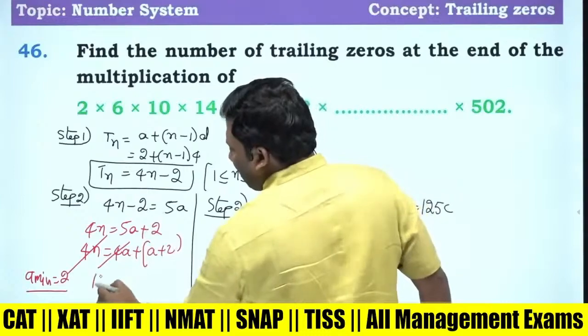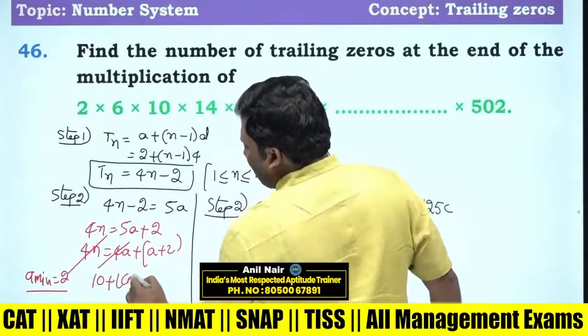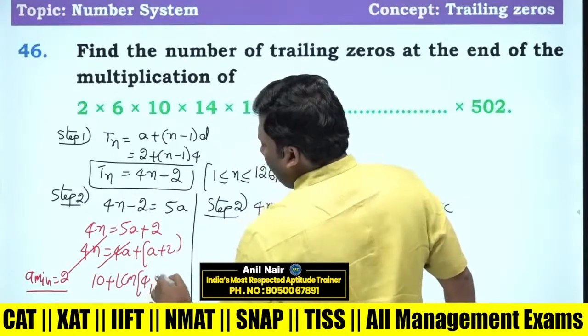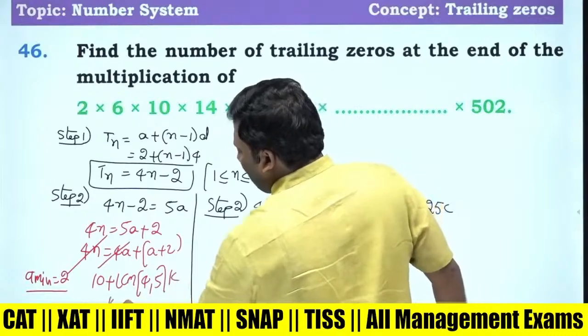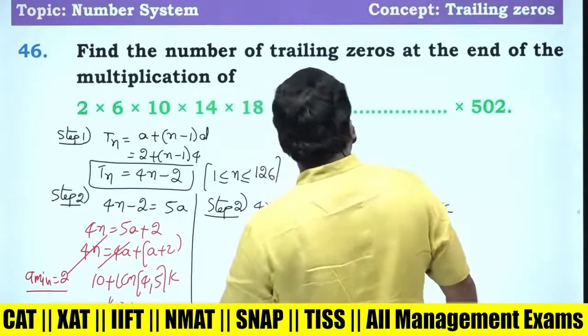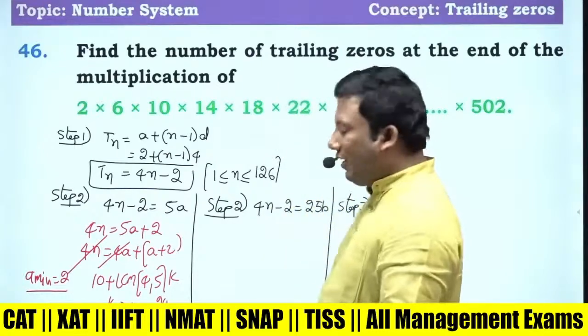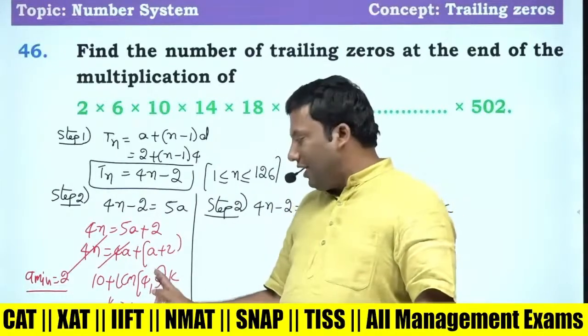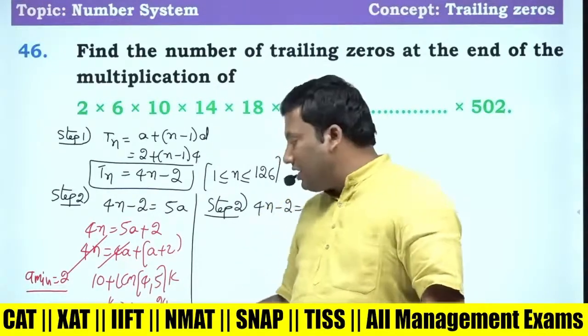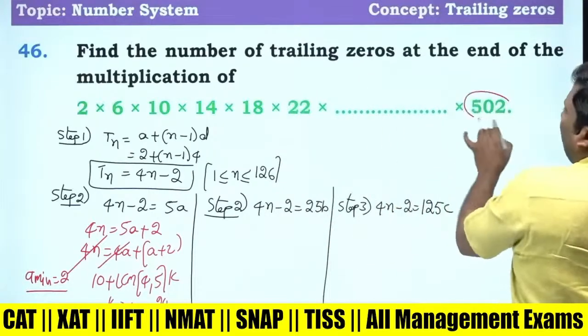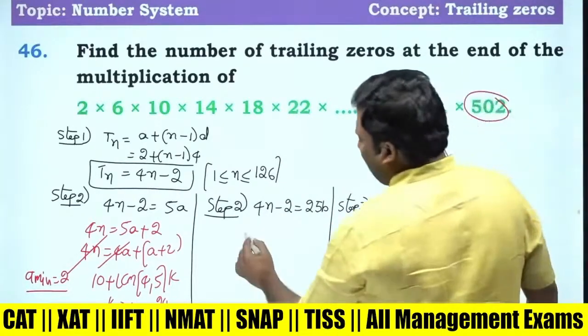5 2s are 10. So this will be 10 plus LCM of 4 comma 5 into k. K can be 0 to 24. Why it cannot be 25? 20 into 25, 500. 500 plus 10 is 510. Upper limit is 502. 0 to 24.